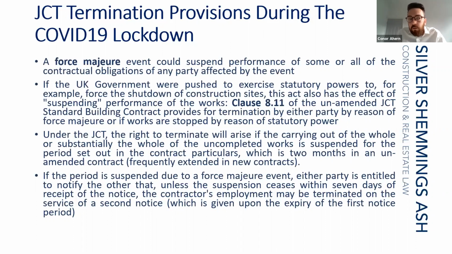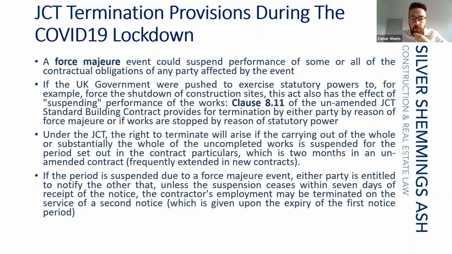So when you're looking at future contracts, you are well advised to extend that period because of uncertainty as to whether there will be, hopefully not, what we call a second wave. But again, you want to make sure that you've catered for it in the contract. In these circumstances, it is better to be safe than sorry. If the works are suspended due to a force majeure event, either party is entitled to notify the other that, unless the suspension ceases within 7 days of receipt of the notice, the contractor's employment may be terminated on the service of a second notice, which is given upon the expiry of the first notice period.